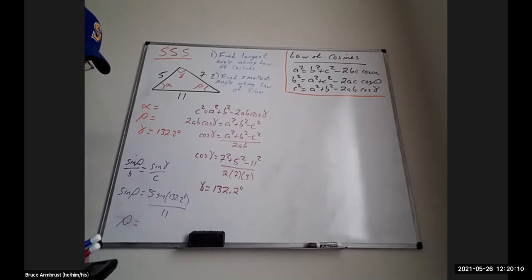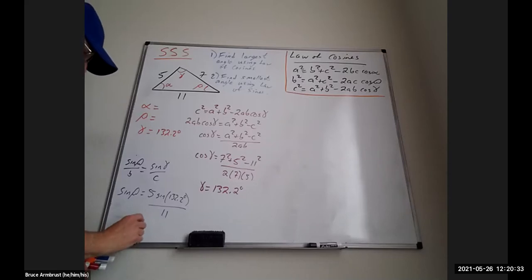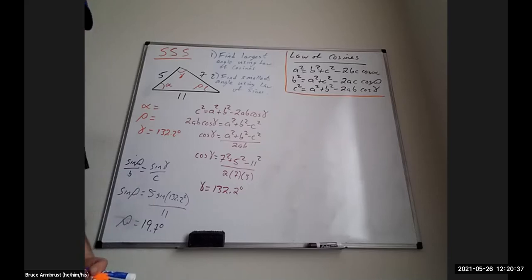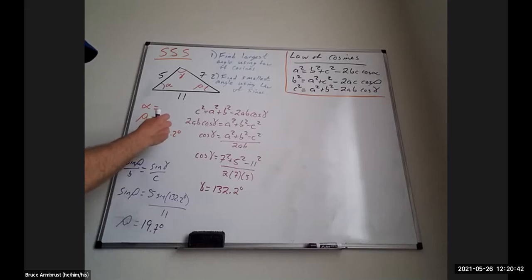So we can use the inverse sine here. And once I do that, make sure my parentheses are all good, I get 19.7 degrees if I round it to the nearest tenth. All right, so beta is 19.7.